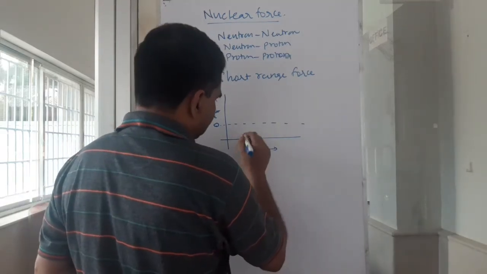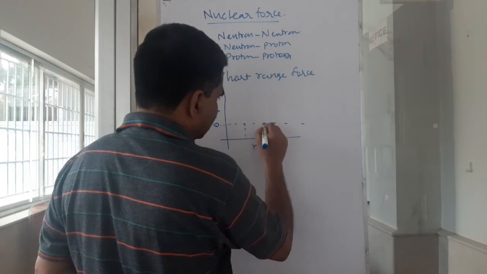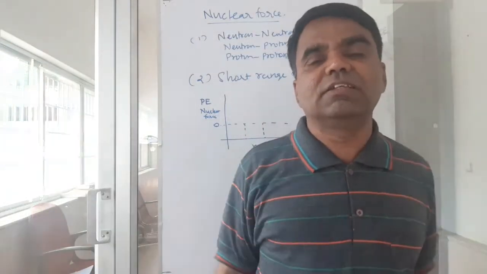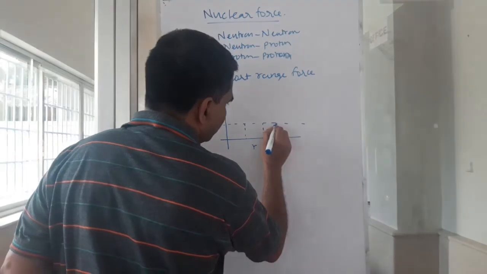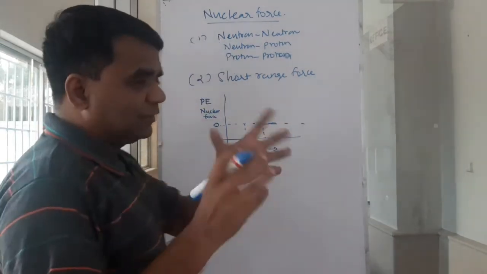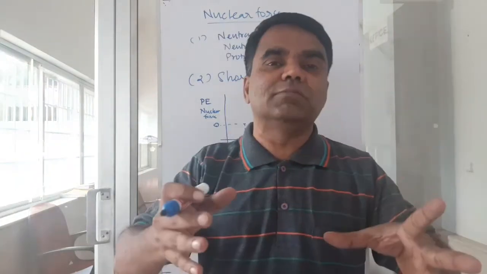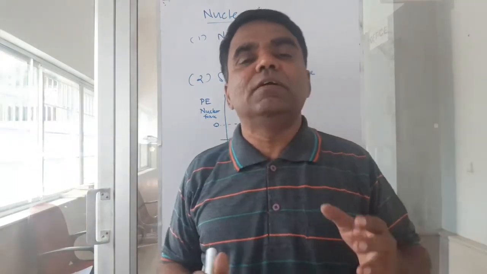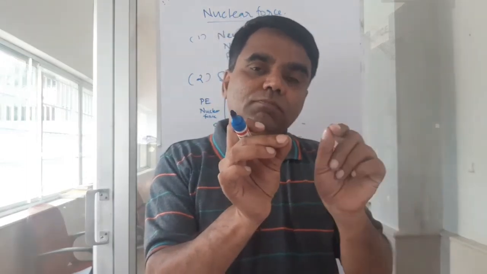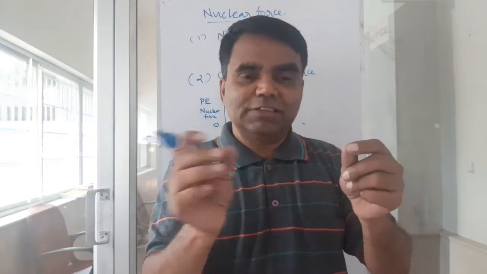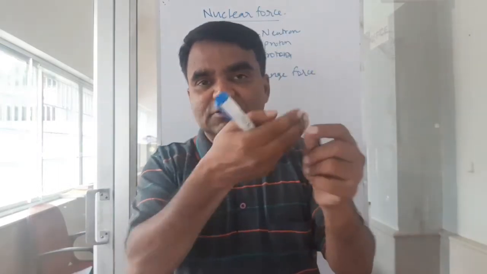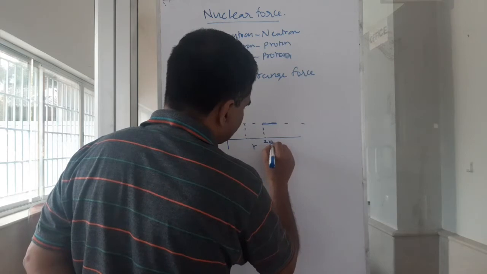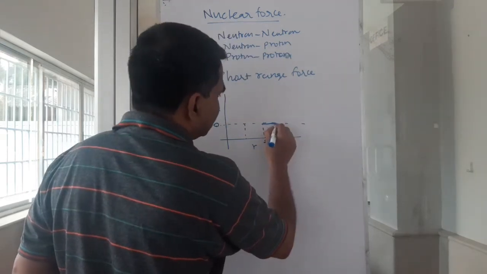Very quickly, within femtometers, maybe this is one femtometer, let's say this is two femtometers. Beyond 1.5 femtometers, it will become almost equal to zero. There is no potential energy. The 2 femtometers itself is like infinity distance for it. Even if you take it beyond 2 femtometers, 10 power minus 15 meters, this force is not even acting on that nucleon. Beyond this, it's almost zero.